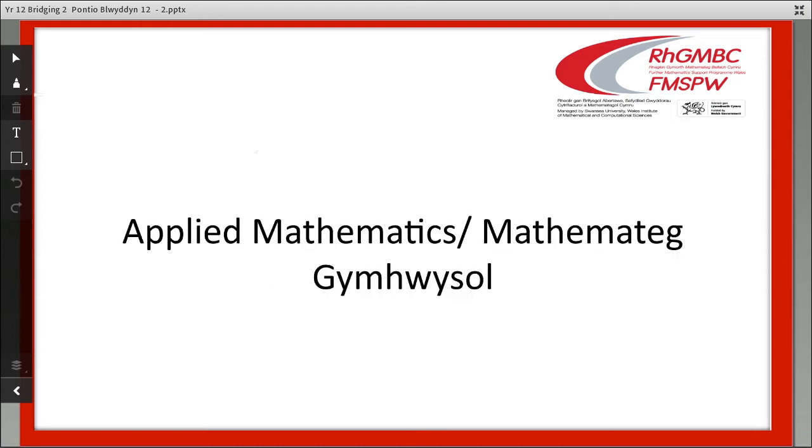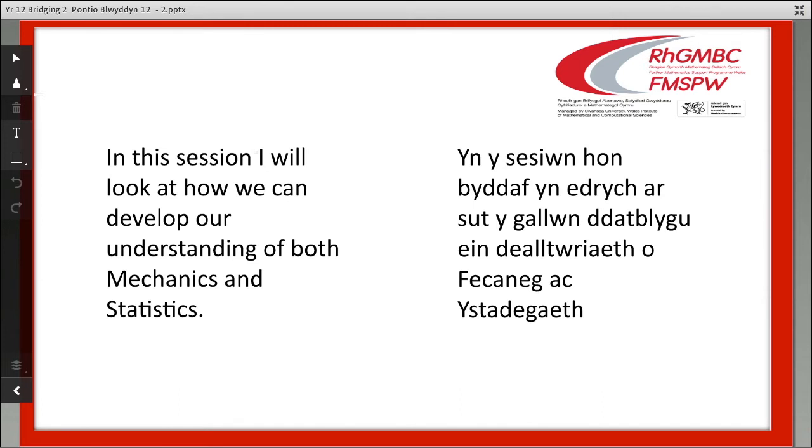Now, the aim of this session is to look at the applied maths, that is, the mechanics and the statistics, as we develop from the knowledge that we gained in Year 12 and move into Year 13. With these, we will look at developing the understanding of both of these. It's all well and good mechanically going through a question and just reproducing it for the sake of it, but we need to look at why things work and how to improve our understanding of how to solve these particular questions.